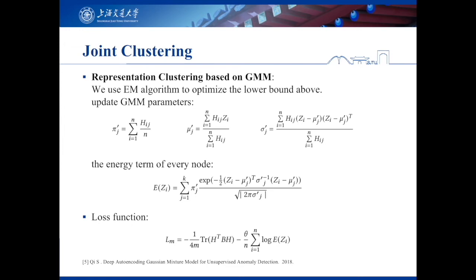In order to integrate GMM into the neural network, we follow the technique proposed in reference 5 to add the following energy term based on the parameters above. Finally, in order to jointly optimize the clustering of representation and network, the loss function of this part is defined as follows. As we can see, the first term is the negative value of modularity, and the second term is the log sum of the energy terms.